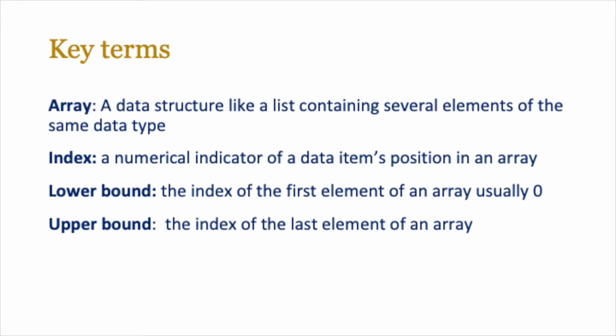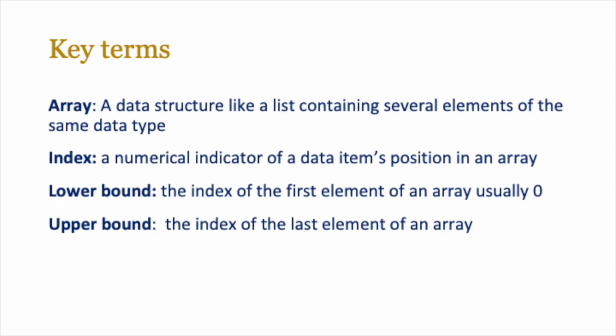An array is a data structure which is like a list containing several elements of the same data type. An array will have an index, which is a numerical indicator of a data item's position in the array. So at index 0 you might store a name, and index 1 it could be a different name. And similarly you have two new terms, which are lower bound, which is the first element of the array or the first index of the array.